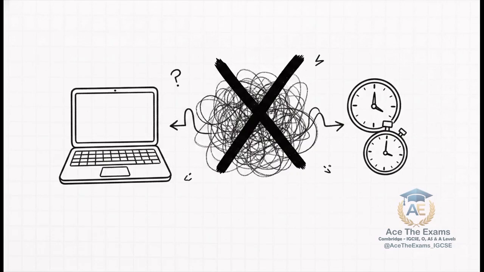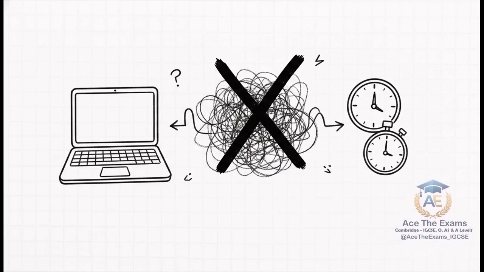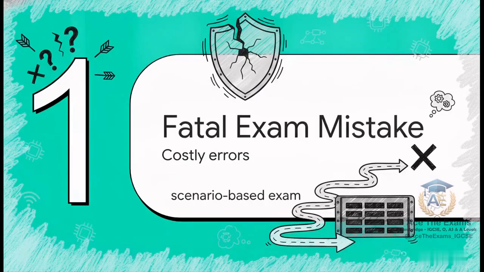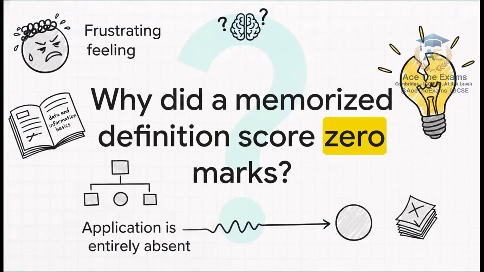You might think you know what these words mean, but I promise you the examiner is hunting for something incredibly specific. Section 1. The fatal exam mistake. So, what exactly is happening here? It's literally the most frustrating feeling in the world. You open the paper, see a question on data and information basics, and think, I totally know this.